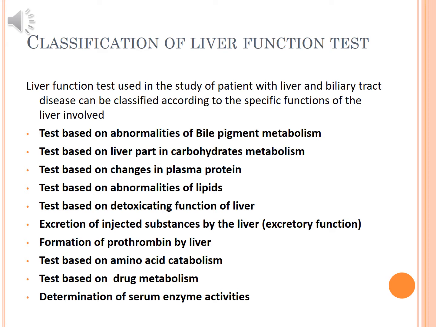Tests based on the abnormalities of bile pigment metabolism, tests based on the liver part in carbohydrate metabolism, tests based on change in the plasma protein, tests based on abnormalities of lipid, tests based on detoxicating function of liver, excretion of injected substance by the liver, excretory function, formation of prothrombin by liver, tests based on amino acid catabolism, tests based on drug metabolism, determination of serum enzyme activities.